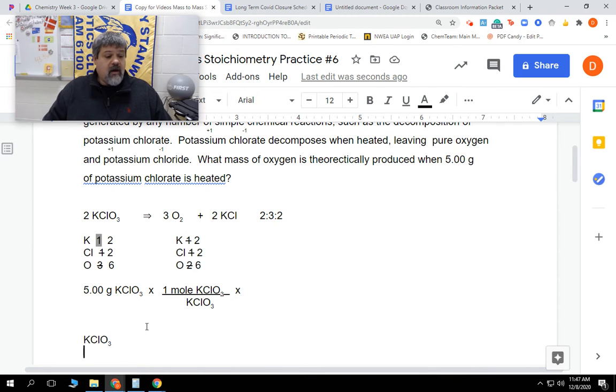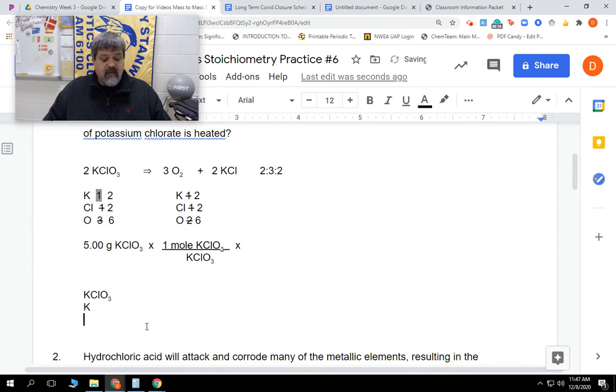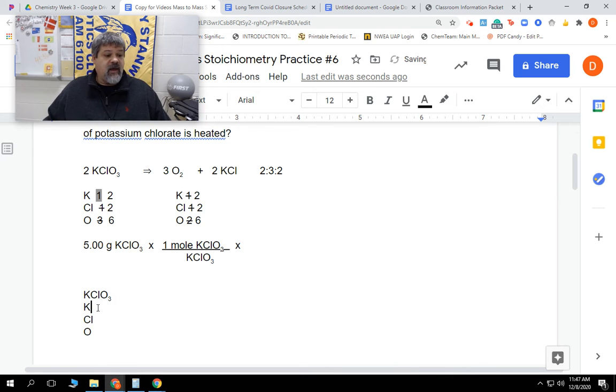So we have all of our different elements. We have potassium, chlorine, and we have oxygen. Well, how many of each one do we have? Well, in this formula right here, we have 1 potassium, 1 chlorine, and 3 oxygens. So we're going to multiply that by the atomic weight of each one of these. And once we get that, I know what oxygen is. Oxygen is 16. So 3 times 16 equals 48.